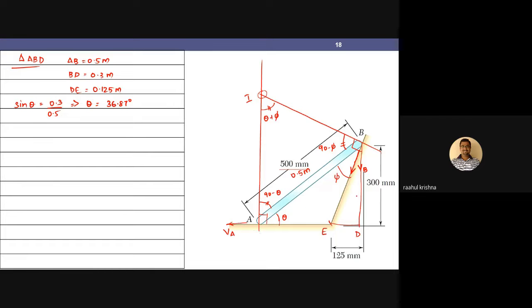Next I'll be required to find this angle, phi. Now how will I get phi? Since this is 0.3 meters and this is 0.5 meters, what will the length AD be? So what will be the length AD then? 500 cos of 36.87 again.